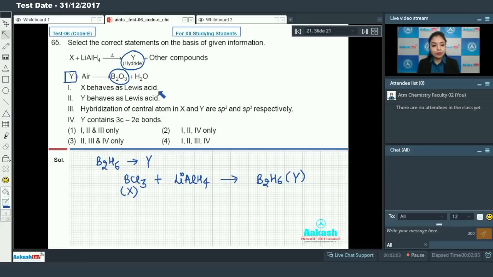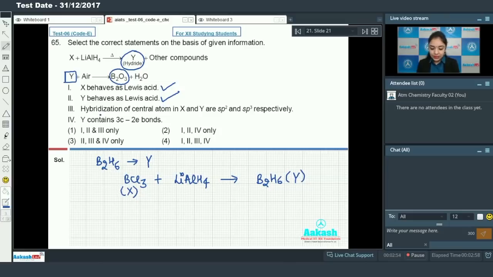Now consider the following statements related to X and Y. In the first case, we have been given that X behaves as a Lewis acid. Which compounds behave like Lewis acids? Compounds which are electron deficient behave as a Lewis acid because they are electron acceptors. In the case of boron trichloride, it is an electron deficient molecule, so this can act as a Lewis acid. Now Y behaves as a Lewis acid. It is also a compound of boron. Even if it forms a dimer, B2H6, it is still an electron deficient compound. So we can say that it can behave as a Lewis acid. So this is the correct statement.